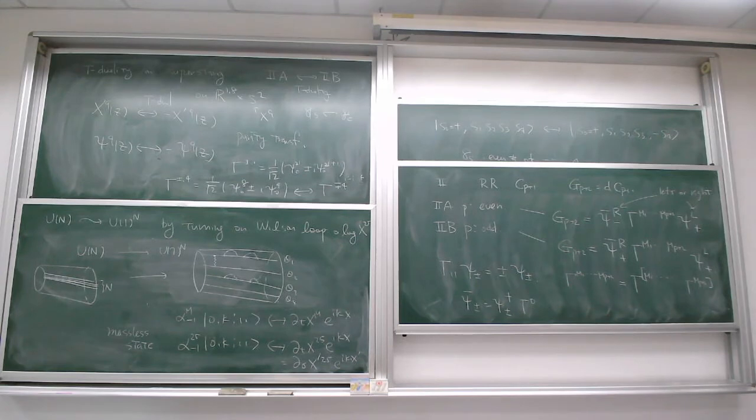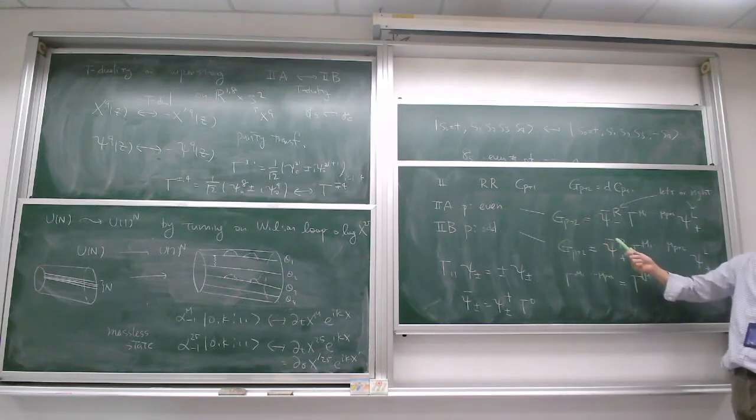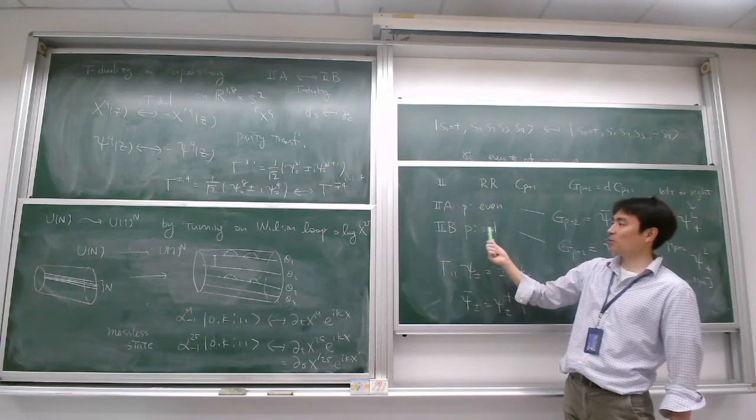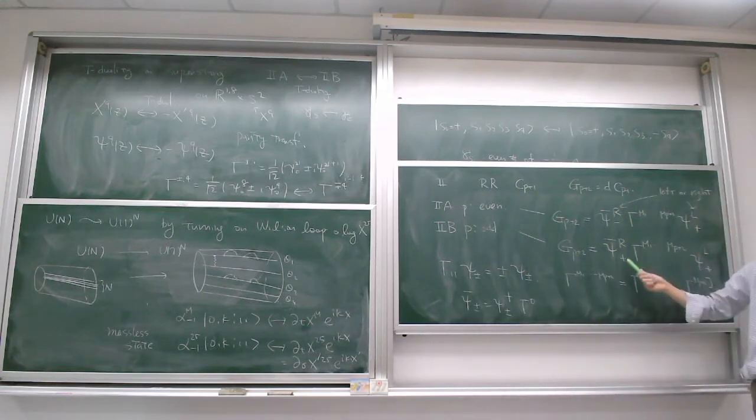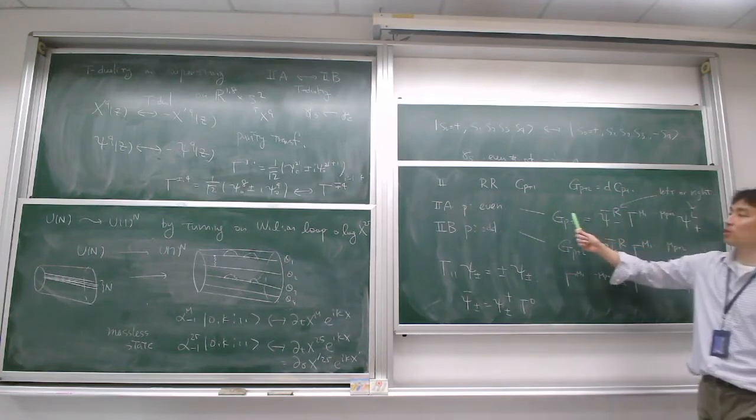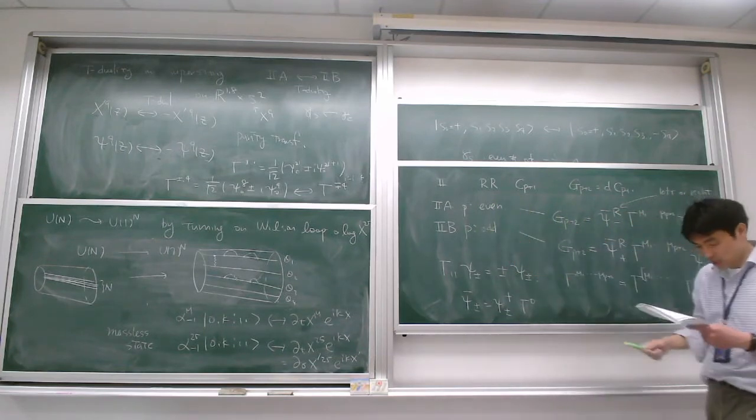And it turns out that if you define a vertex operator like this corresponding to the G flux, you can easily see p has to be even in 2A, and p has to be odd in 2B, depending on the chirality I pick here. So this is this week's homework. You can just show, by using transformations of the gamma matrices and so on, that p has to be even in 2A and odd in 2B.